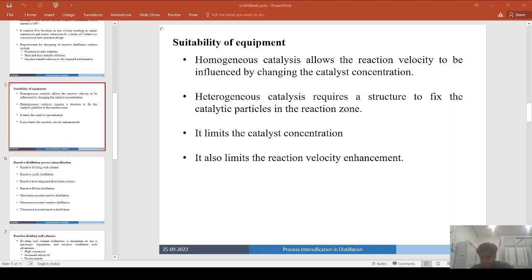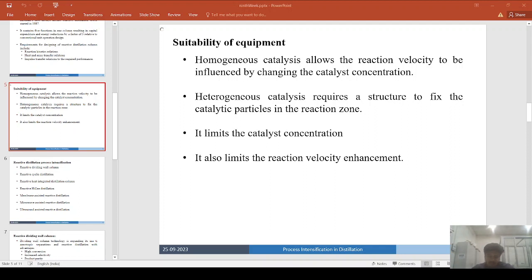Now that was all for the homogeneous catalysis system. Now, suitability of the reactive distillation equipment for heterogeneous catalysis reactions. Here the challenge comes that your catalyst particles are not necessarily in the same fluid phase, but rather can be in solid phase. So here the challenge comes of the contact.